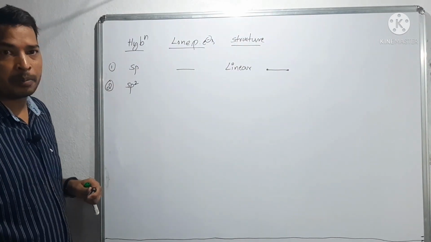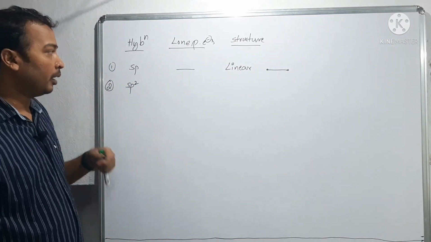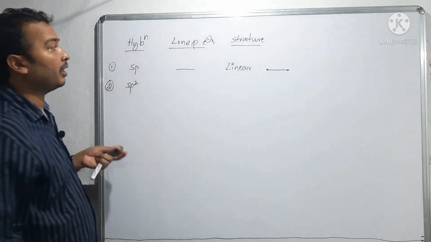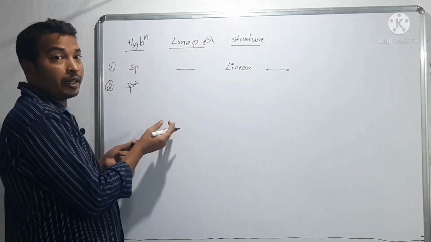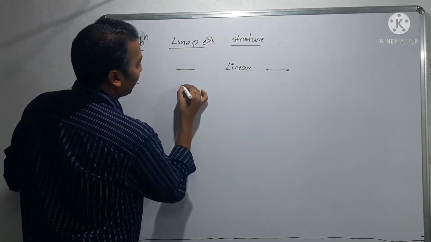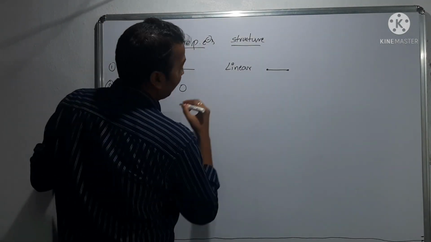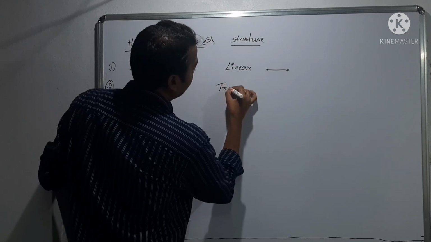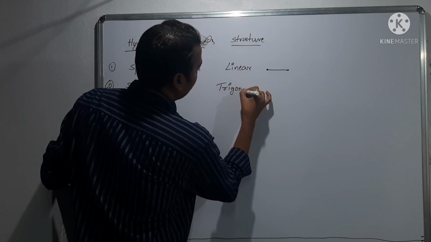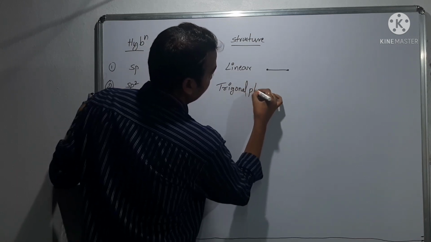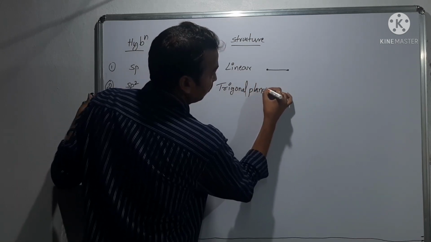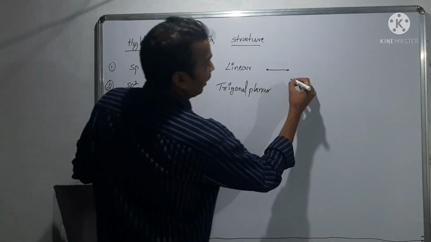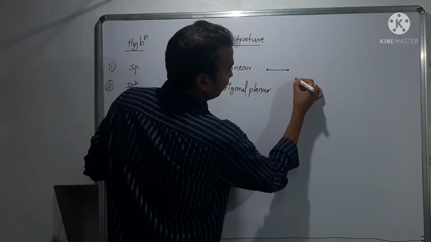So sp2 hybridization can have a lone pair of electrons. First of all we are going to take the structure of an sp2 hybridized molecule without lone pairs. Without lone pair, it has a trigonal planar shape, trigonal planar like this.